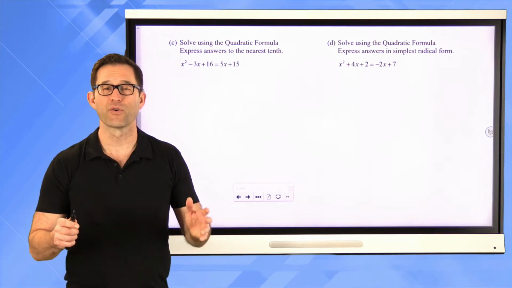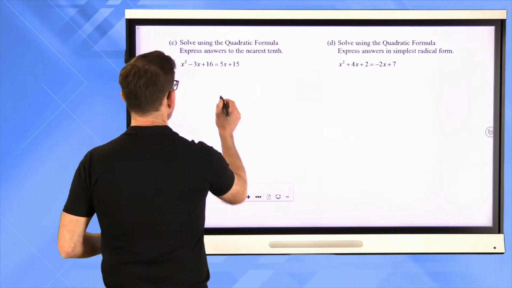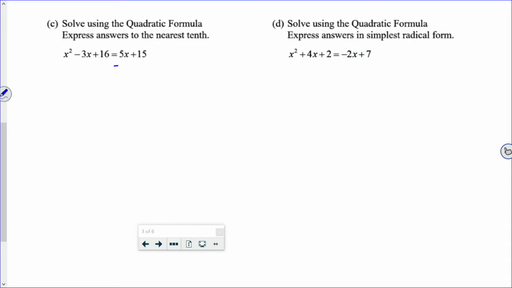All right, first things first, let's get it equal to 0. So I'm going to subtract a 5x and subtract a 15 from both sides. All right, on the left-hand side, we're going to have x squared minus 8x plus 1 is equal to 0.